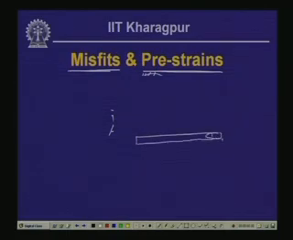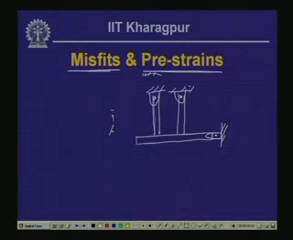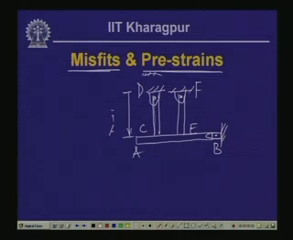which is connected at this point, and let us say we have two bars connected at this point and connected at this point. Now, let us say this is A, this is B, this is C, this is D, this is E, this is F. Now, let us assume that the length of both bars CD and EF are L.